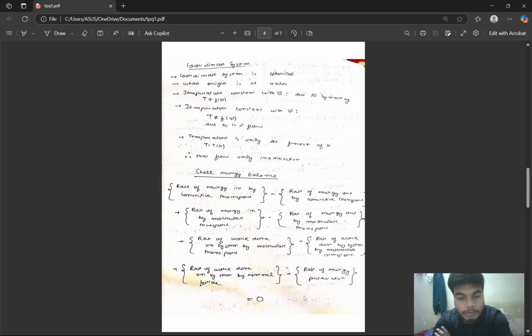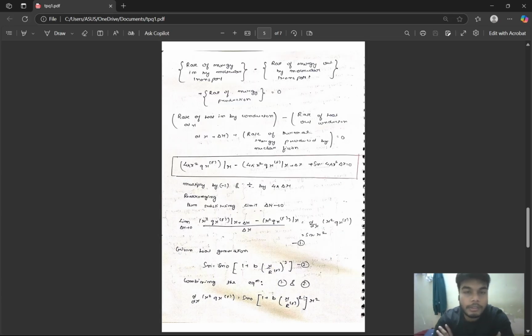Since no external forces are there, our rate of work done by external forces will also be 0. So only the molecular transport terms will be present: the convective transport terms are 0, and the work done terms are also 0. So rate of energy in by molecular transport minus rate of energy out by molecular transport plus rate of energy production will be equal to 0.